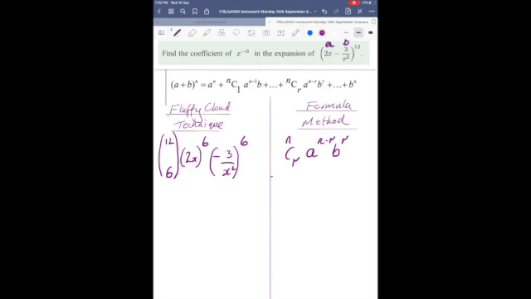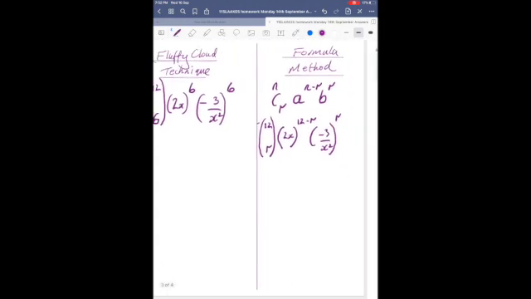Okay, so let's use the second method. We will tidy up in a moment, we just want to see what the final answer is. Now this one here, let's replace everything that we know. So the a is the 2x, the n is 12, so 12 minus r, the b is negative 3 over x squared, and the power here is r, and then here is 12 choose r.